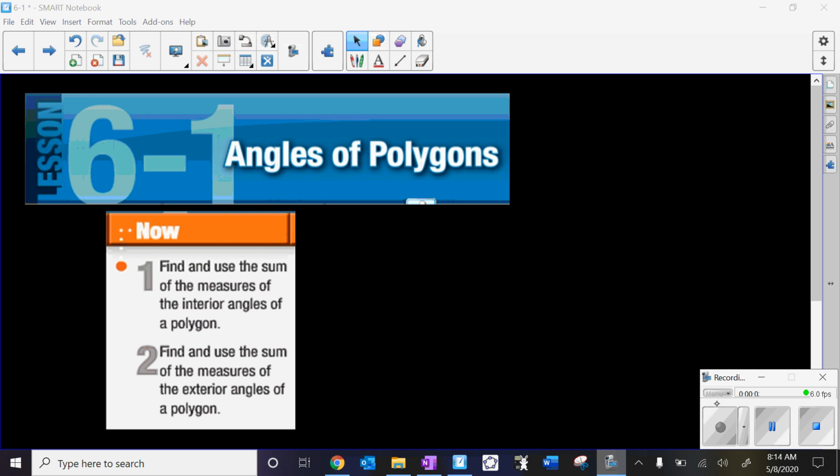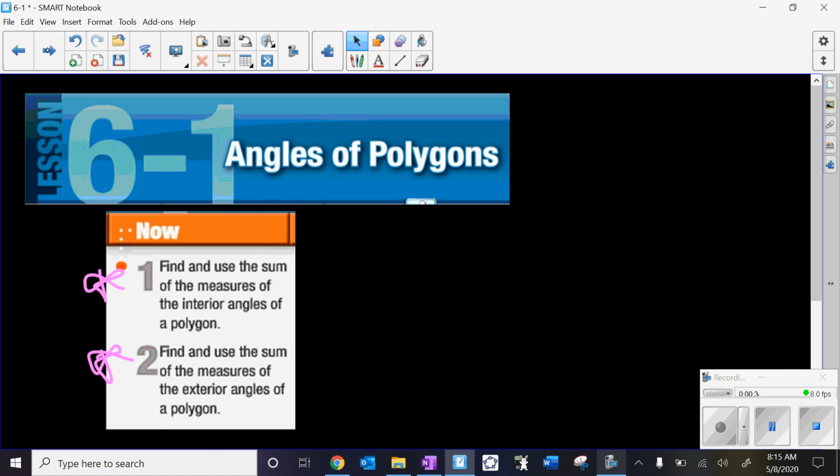In Chapter 6, we are going to shift our focus away from triangles. We're mainly going to be focusing on quadrilaterals, but in Section 1, they have us focus on polygons in general. And within those polygons, we're specifically going to focus on their angles. So the first part that we're going to deal with is looking at the sum of the interior angles of a polygon. And in the second part, we will focus on the exterior angles of any polygon.